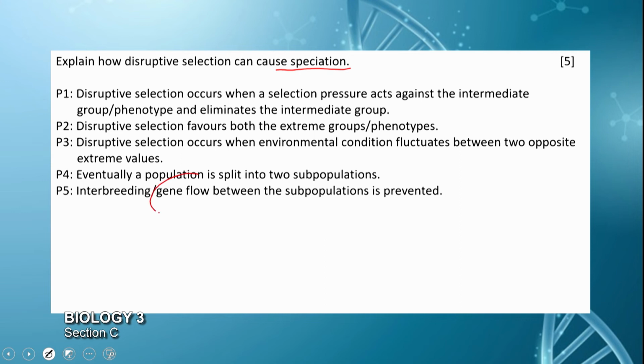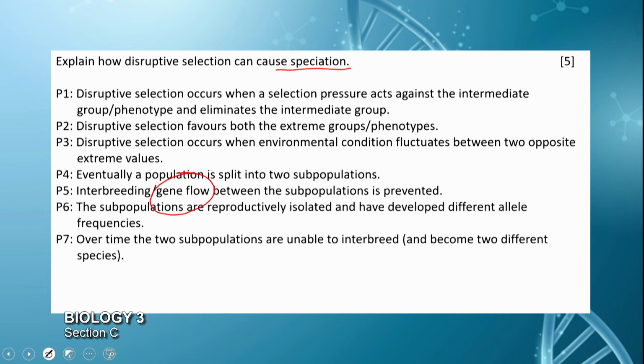Then eventually population is split into two subpopulations, and then interbreeding or gene flow. All right, candidates, this is very important. Between the two subpopulations is prevented. And then the subpopulations are reproductively isolated and have developed different allele frequencies. So over time, the two subpopulations are unable to interbreed and eventually become two species, which is speciation.